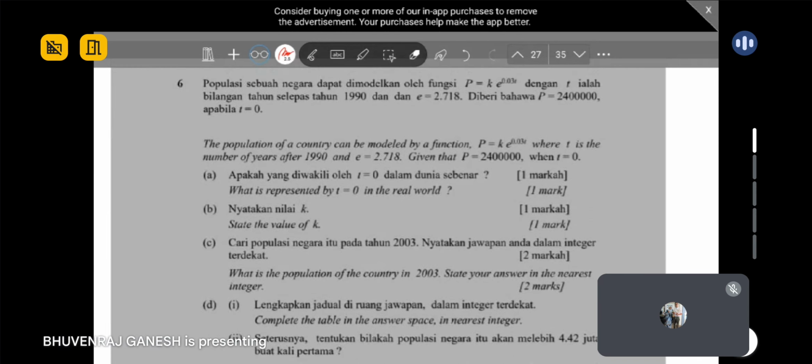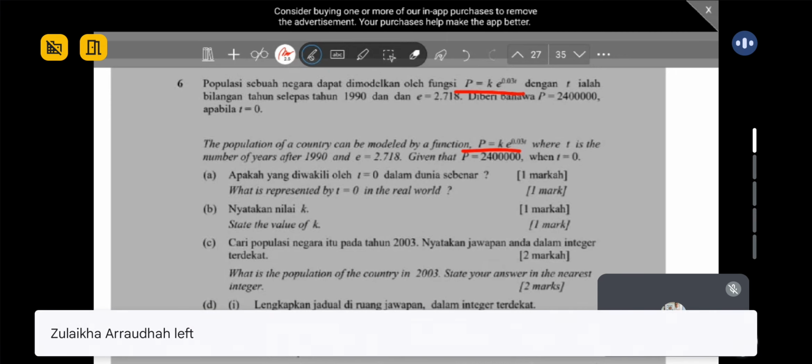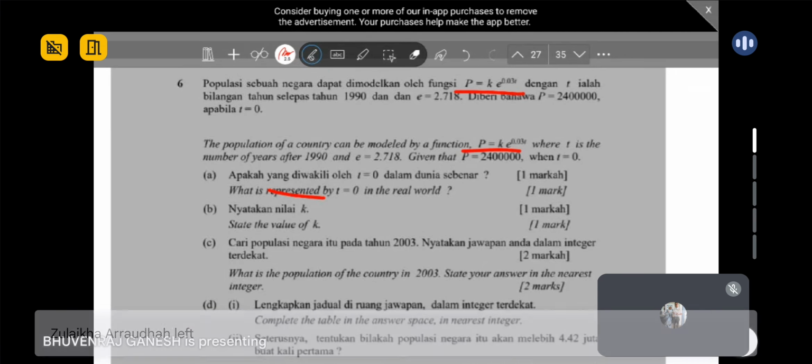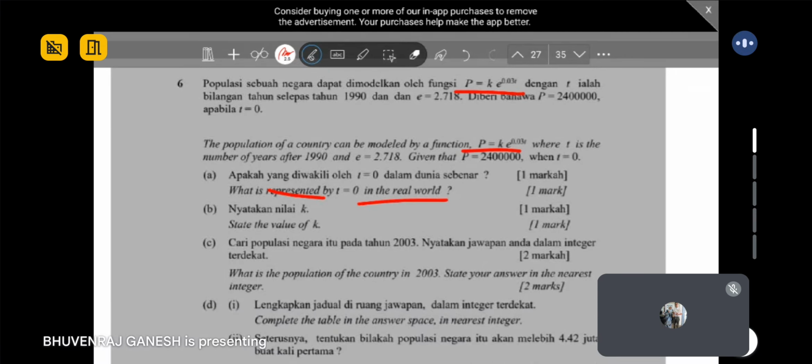Soalan pengiraan. For this one, they are talking about this formula. Kamu kena guna rumus ni. The first question, they ask you to represent. What does T equal to 0 represent in the real world? Anyone? Can you tell me? Apa maksud T sama dengan kosong tu sebenarnya? Cuba huraikan dalam perkataan.